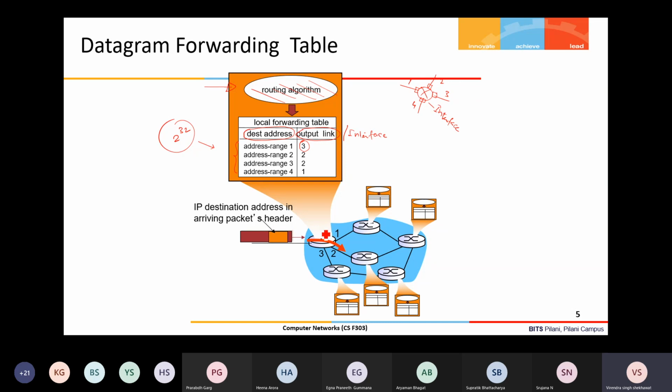So every router in this topology has such a table. For an incoming packet, it will check the header and the destination IP address. Suppose the destination IP address is 120.12.10.5. The corresponding 32-bit binary is matched against the address ranges, and it will match either address range 1, 2, 3 or 4, and accordingly the packet will be forwarded to the next hop or next outgoing link.